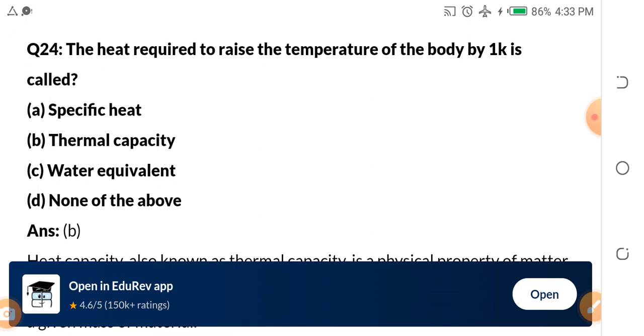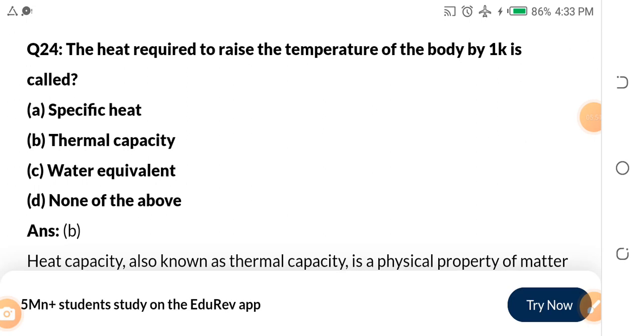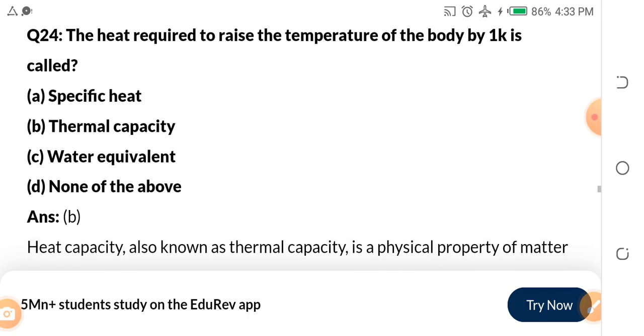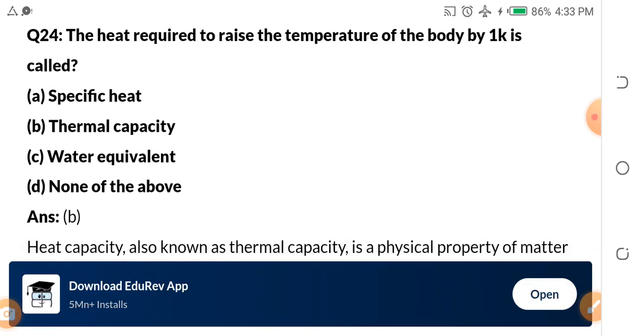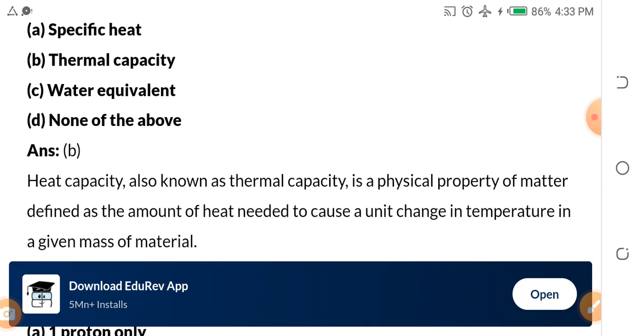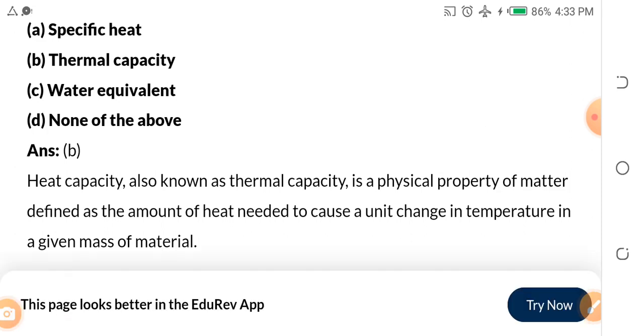Number 24. The heat required to raise the temperature of a body by 1 Kelvin is called dash. A, specific heat. B, thermal capacity. C, water equivalent. D, none of the above. The answer is B. Heat capacity, also known as thermal capacity, is a physical property of matter defined as the amount of heat needed to cause a unit change in temperature in a given mass of material.